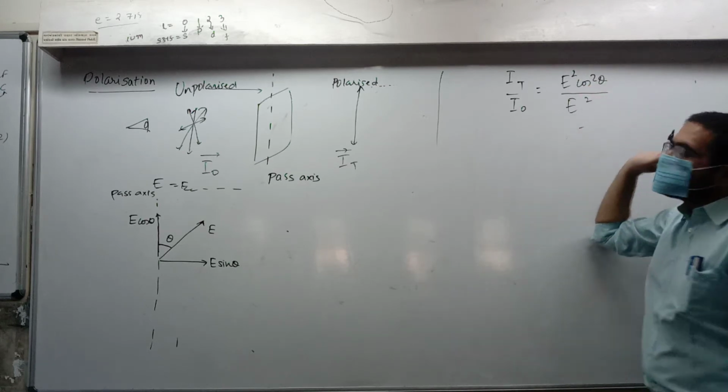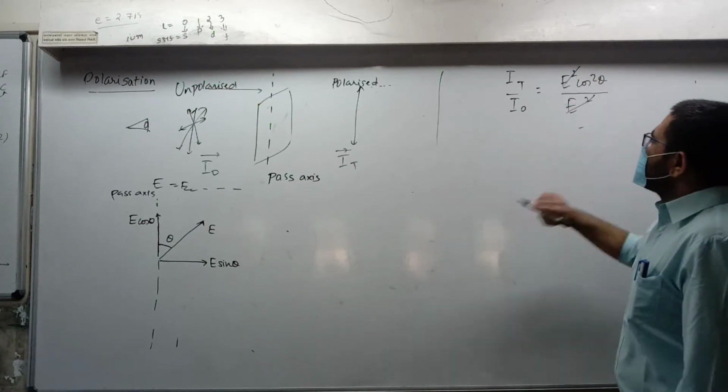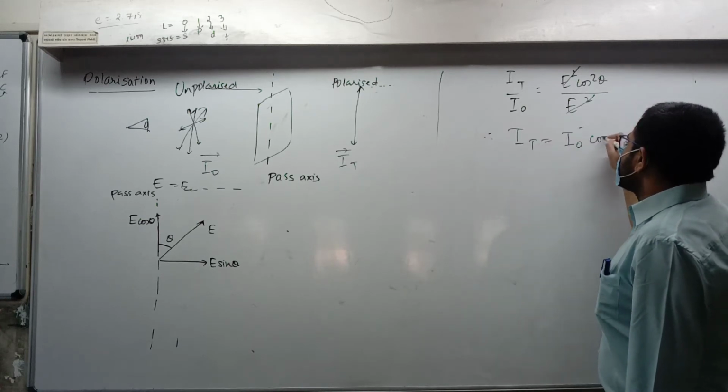Is this clear? What relation are we using? Intensity is proportional to the square of the electric field. Clear or not clear? Obviously E square is going to get cancelled. So anybody, the relation? IT is equal to I0 cos square theta.